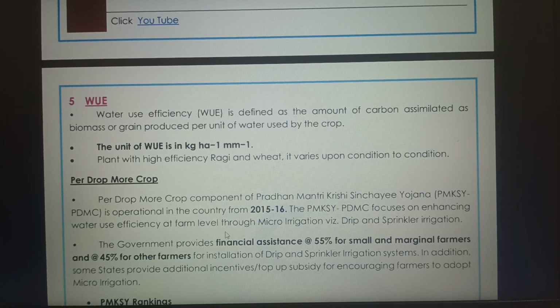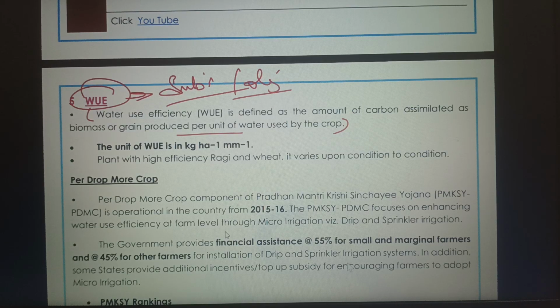Next term comes the water usage efficiency. We have seen IWP. The next term is your WUE. So water use efficiency is defined as the amount of carbon assimilated as a biomass or grain produced per unit of water. Okay? Clear everyone? Just read this definition. If any problem is there with this definition, please let me know, because this is a very important concept that can be asked in subjective also. In objective it will definitely be asked.